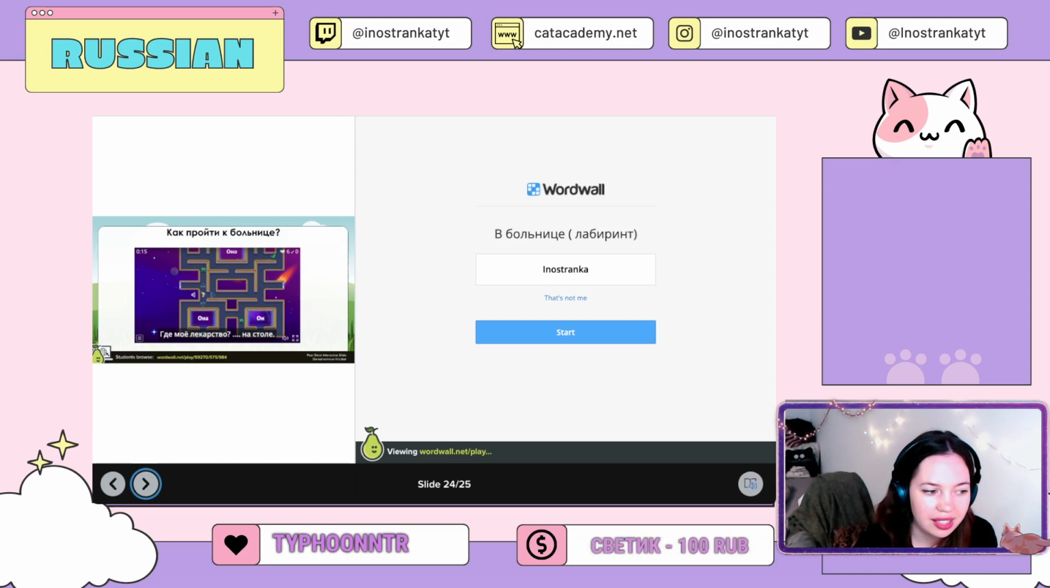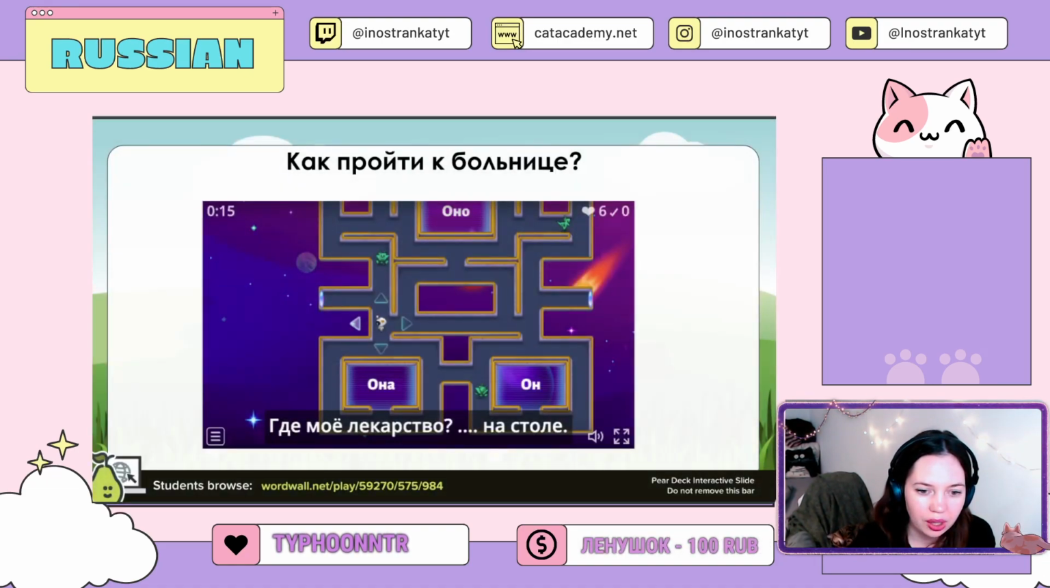And here is the final game for you to play, to practice today's vocabulary. So we are going to have like a labyrinth. There will be a question or maybe like a sentence, and either you will need to fill the missing word or to answer the question, and you'll have to move to the correct word. For example, где мое лекарство? So in this case, лекарство, and it is на столе. It is on the table.